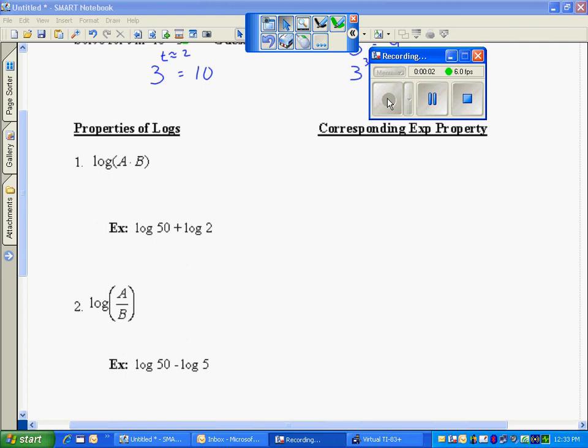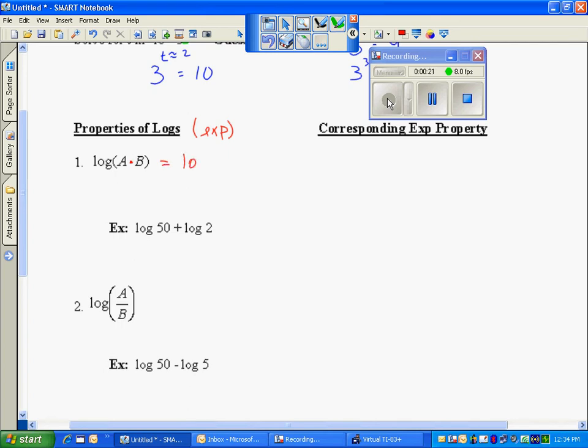To work with logarithms, we must understand their properties. Because logarithms are exponents, the properties for logs are going to be related to the properties of exponents. In this case, I happen to be multiplying a times b and taking the log of that product. What I can rewrite this as is the log of a plus the log of b.